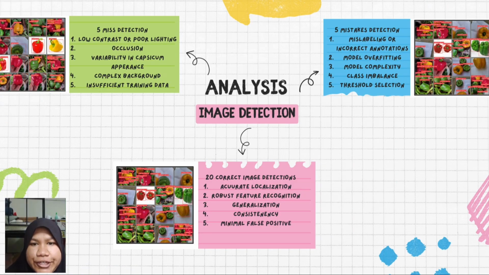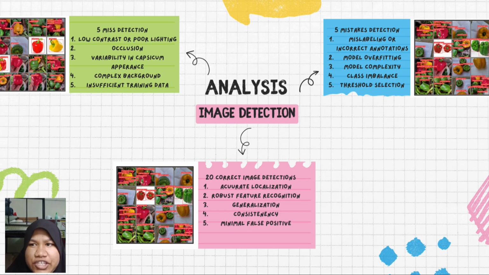Next is analysis of image detection. First is 20 correct image detections: accurate localization, accurate feature recognition, generalization, consistency, and minimal false positives. The YOLO model effectively localized capsicum objects within the image, demonstrating precise bounding box placement around the object. Consistency across multiple images: the YOLO V8 model consistently detects capsicum objects, indicating reliable performance and consistency in object recognition. The high precision of the detection reflects the model's accuracy in identifying true positives and minimizing false detections.